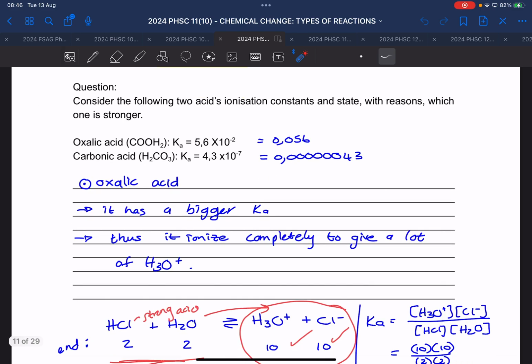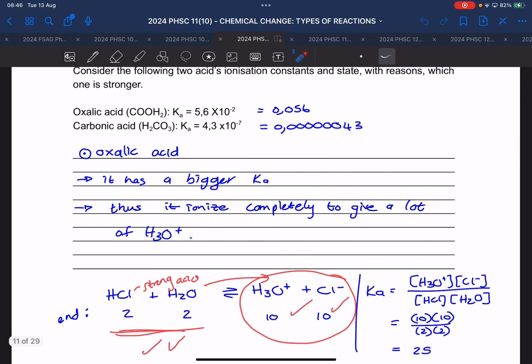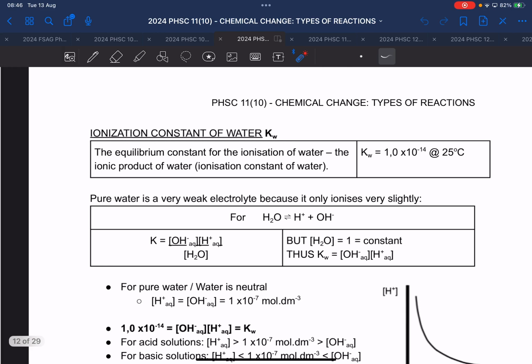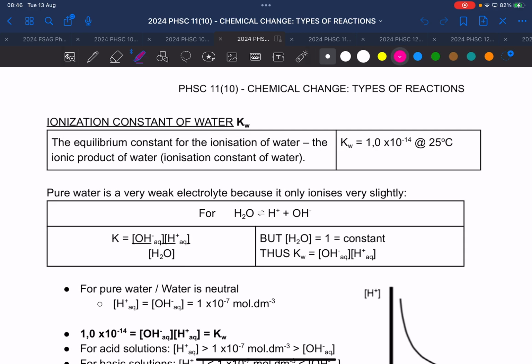1. Okay, so we looked here, we had 2 acids, and we asked which one is stronger. So they give us the ionization constant, and we saw this one is a very small number, so it means that this one must be stronger. What does it mean? It means it ionizes not completely, but more completely, to give a lot of hydronium ions relative to this one. Okay, now we're going to look at the ionization constant of water.